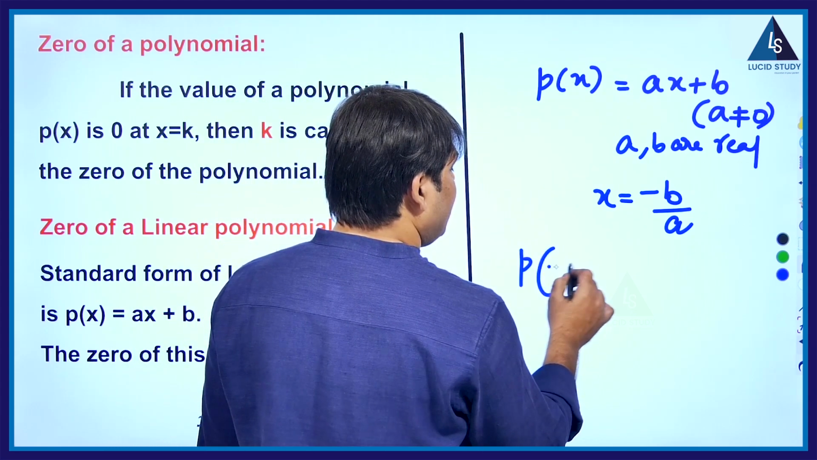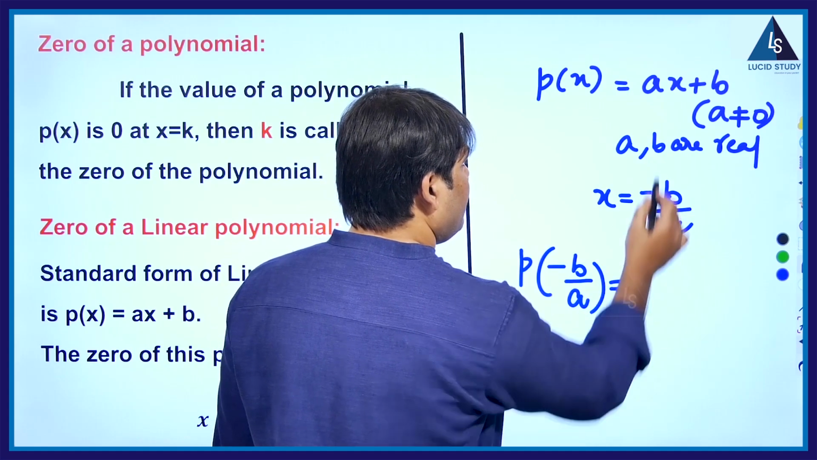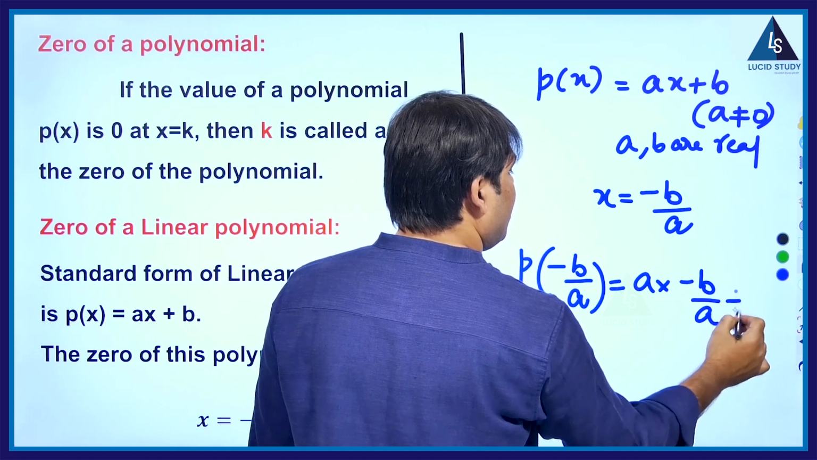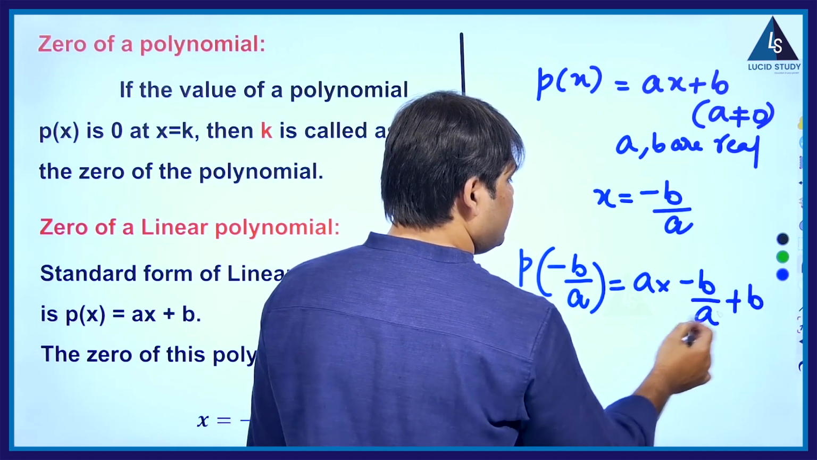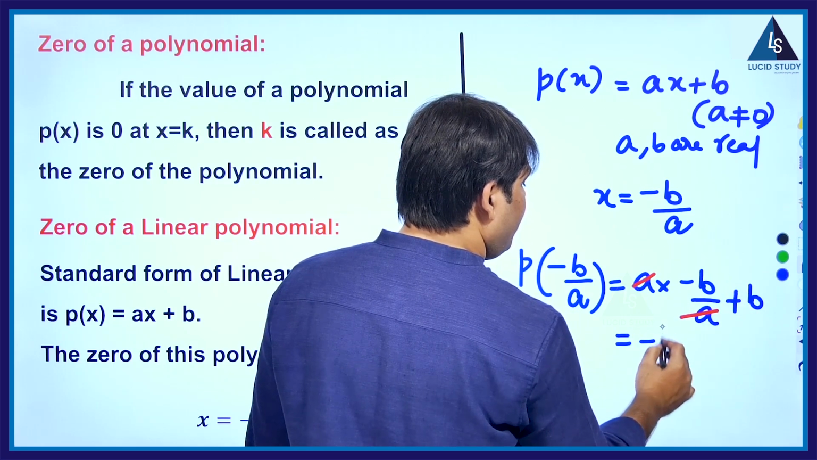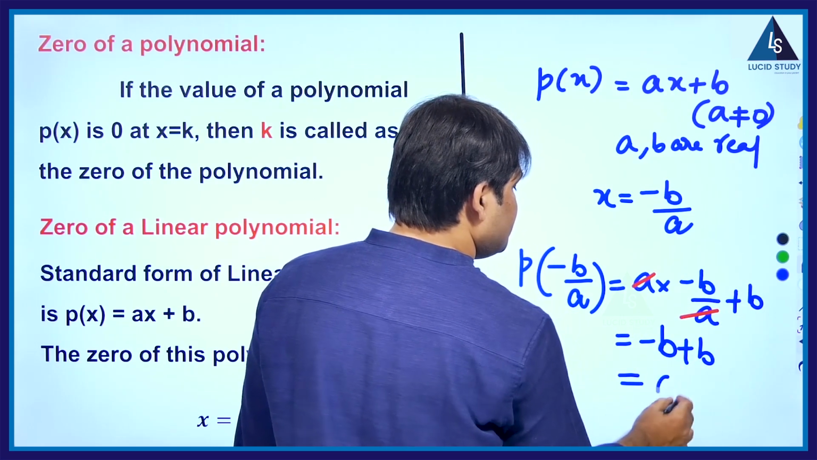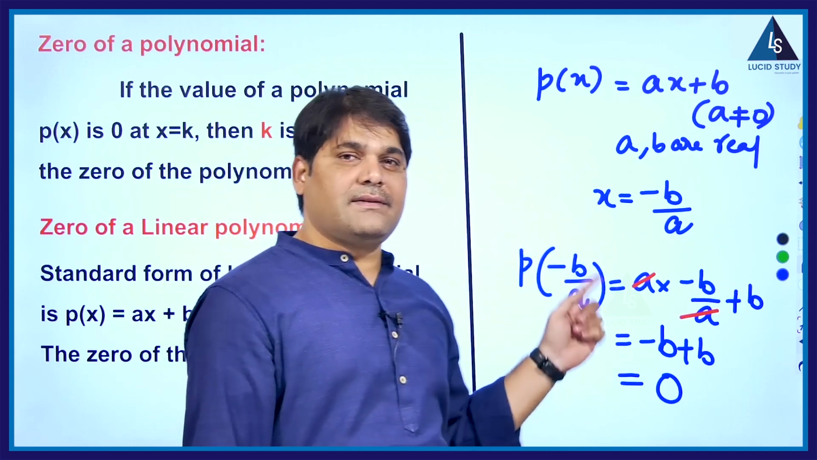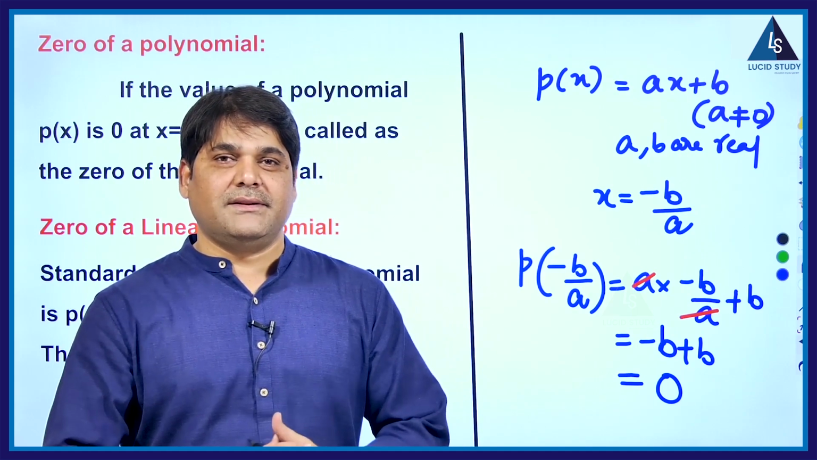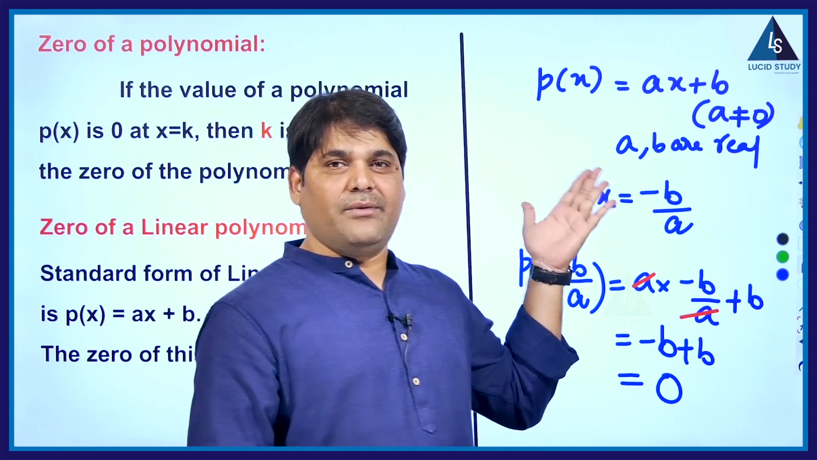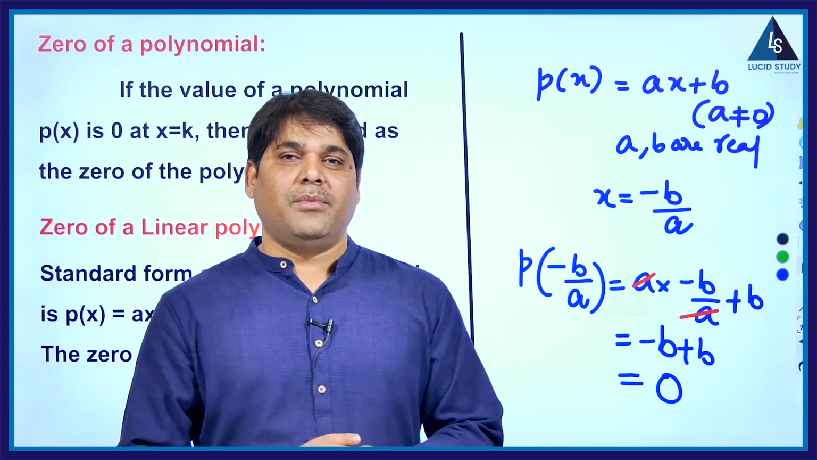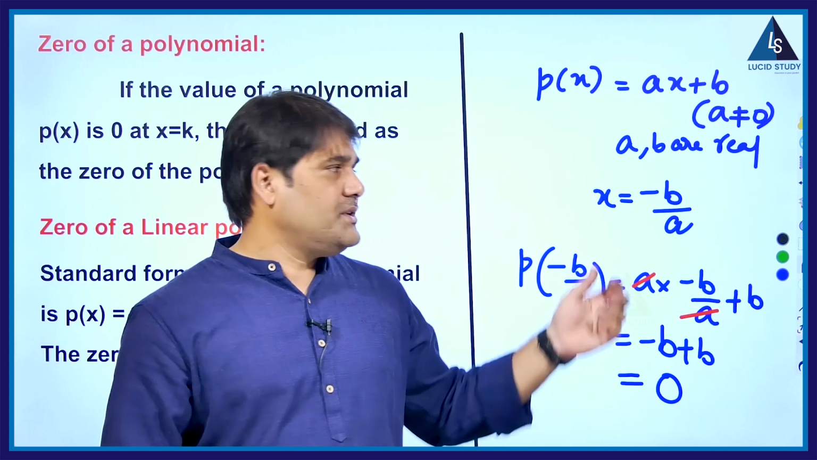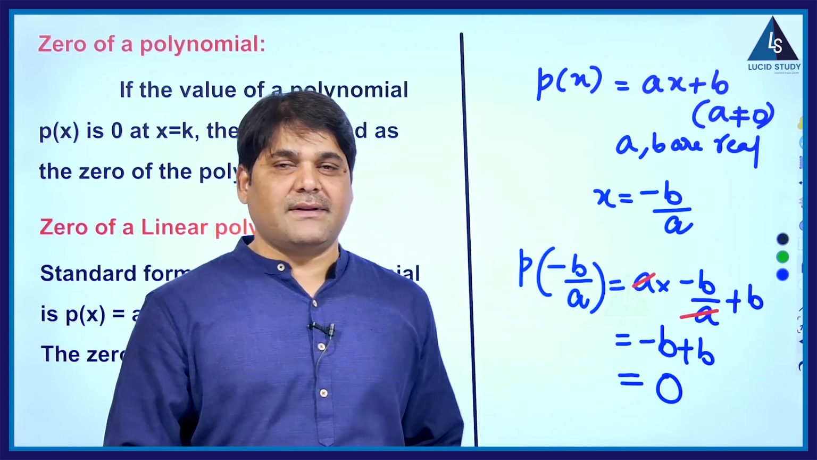So p of minus b by a is equal to a into, what is x here, minus b by a, plus b. Now see, children, a cancels, then you will have minus b plus b, and you are getting 0, right? So if you substitute this value here, you are getting the answer as 0. What do you mean by this, children? We will have one and only one 0 for a linear polynomial. So for a linear polynomial, how many zeros exist? Only one 0. What is that 0? Minus b by a. Let us take one example and we will see.